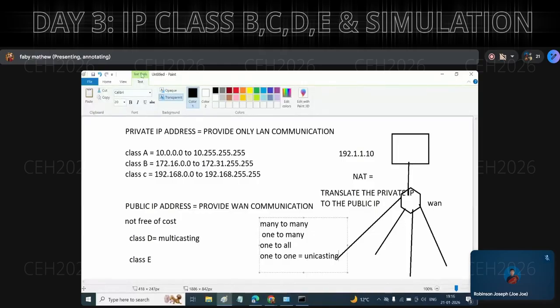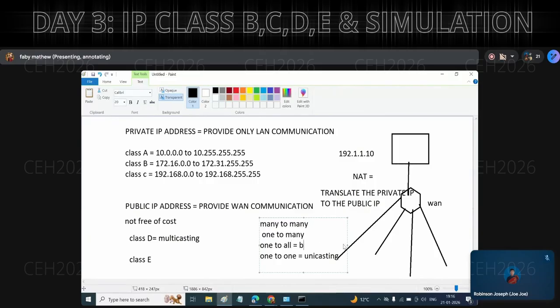Unicasting means if this particular device is sending a message to this particular IP address, that is unicasting, one to one. So if I am talking to Tanuj, that is one to one unicasting. When one machine is sending data to a single machine or a single IP address, that is unicasting.